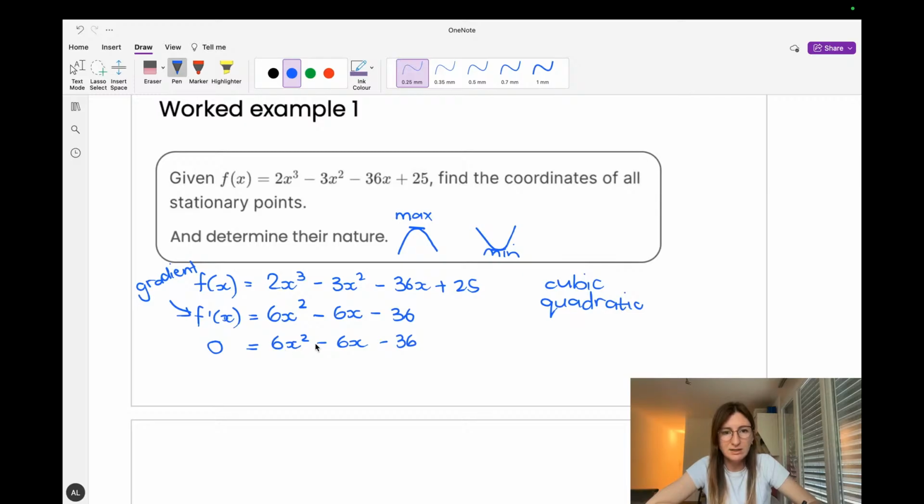The first thing I see is that these are all factors of 6. So I'm going to divide every term there by 6 just to make this a little simpler. So I'm going to have x squared minus x minus 6. There we go. So that's way nicer now to deal with. I'm going to factorize, or you could use the quadratic formula. So we have x minus, what is that going to be? We need minus 1. So let's do x minus 3, x plus 2. Will that work?